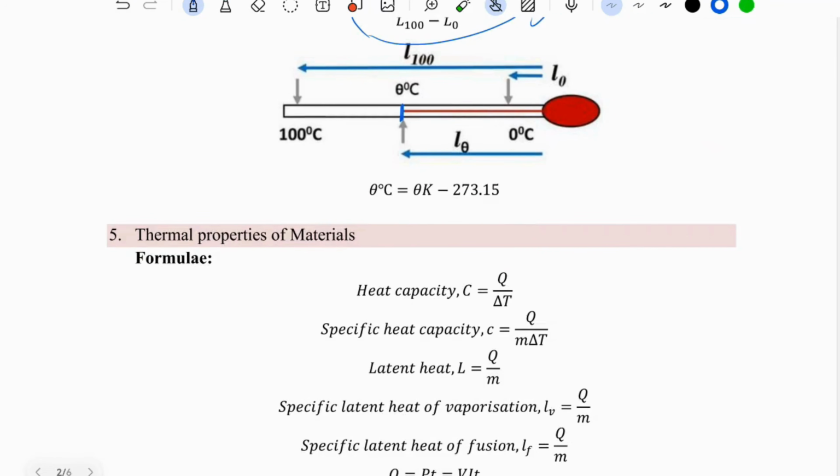Then this one is basically converting Kelvin to degrees Celsius. If you want to get degrees Celsius from your temperature in Kelvin, you minus 273.15. If you want to get Kelvin from degrees Celsius, you plus. So Celsius to Kelvin, plus 273.15. Kelvin to Celsius, you minus 273.15.